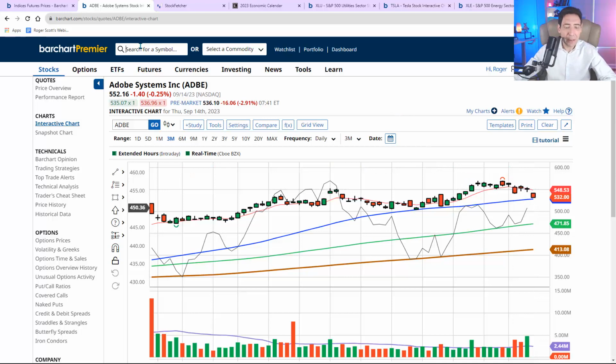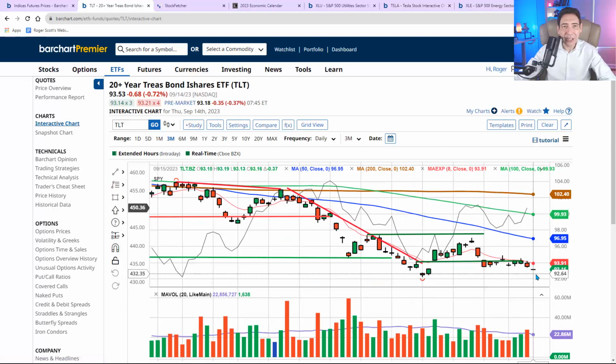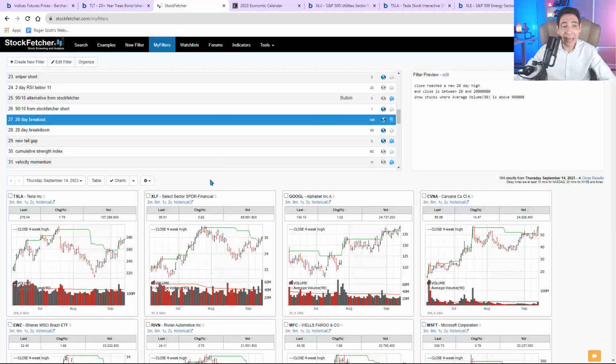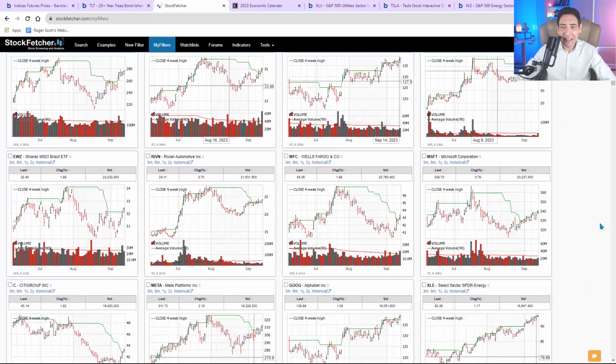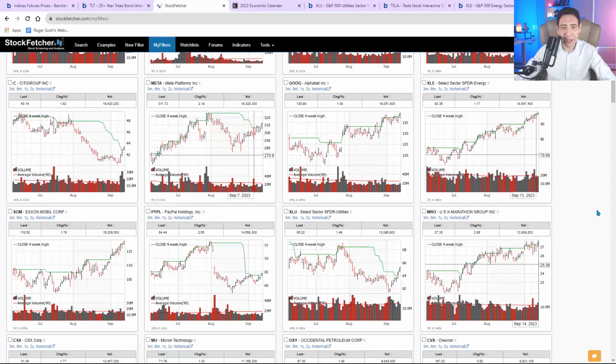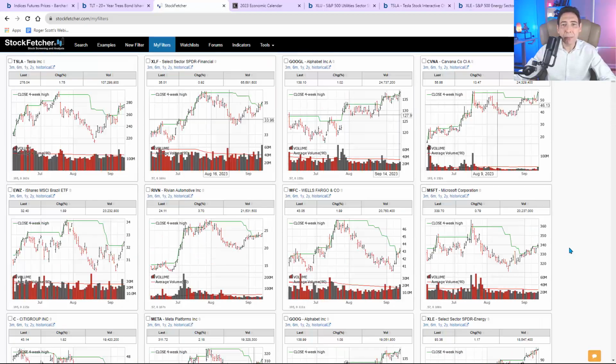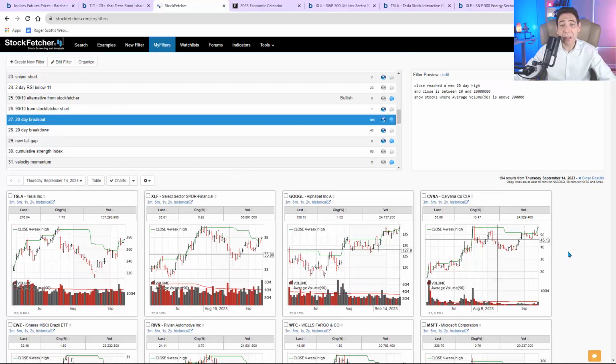Very, very important. Keep your eye on the bond market. If the bond market keeps breaking down, it's going to put pressure on these stocks. And also, keep your eye on these stocks that are making 20-day breakouts and ETFs. Financials, Tesla, Alphabet, Carvana, Microsoft, what was the other one? Meta. This is really, really good. Micron, Oxy, they're all making 20-day breakouts, and that's a good sign. The question is, are they going to hold? But momentum levels are getting better. They're not getting worse right now.